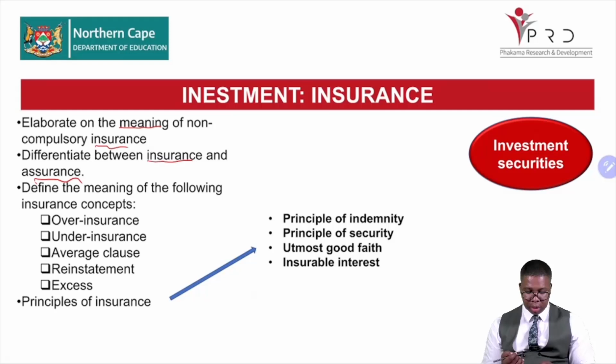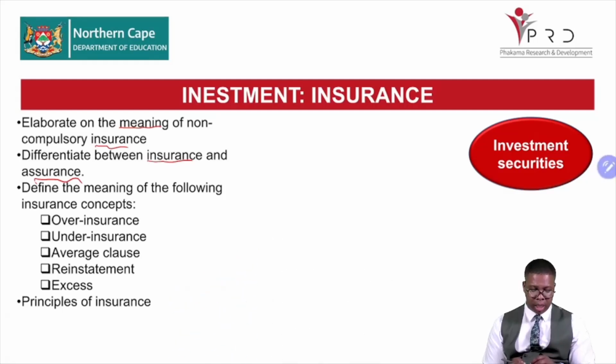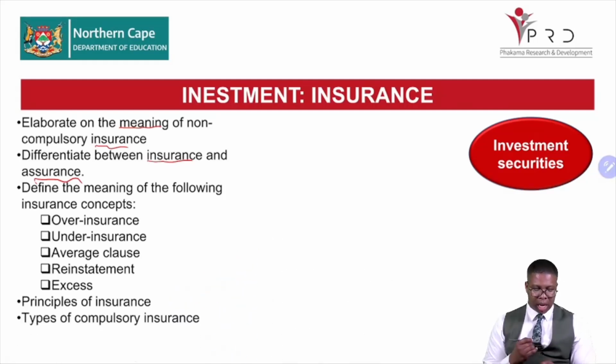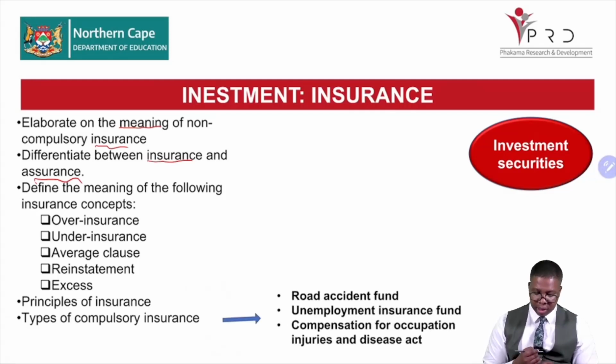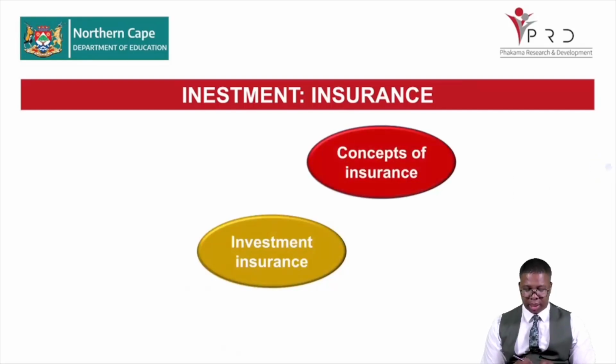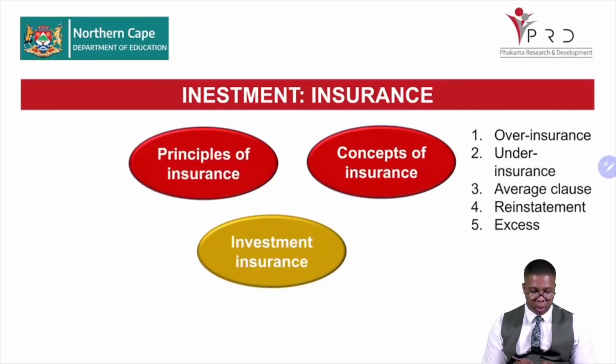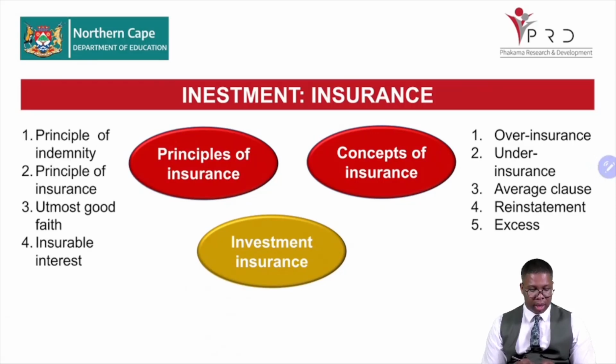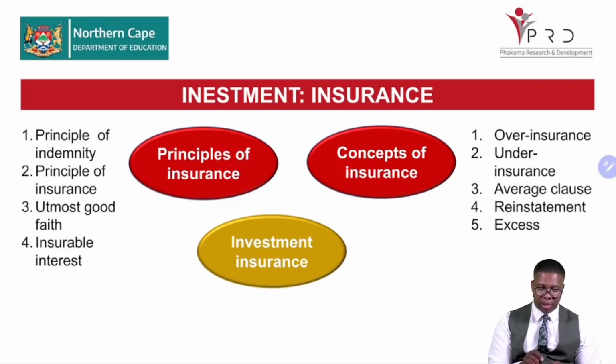So these are your principles of insurance. This is your principle of indemnity, principle of security, utmost good faith, and insurable interest. Then you also have types of compulsory insurance. This will include the road accident fund, the unemployment insurance fund, and the compensation for occupational injuries and diseases act. Then let us look into the critical parts here when we look into insurance and insurance investment security, to say we have the principles.